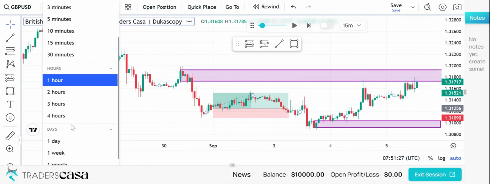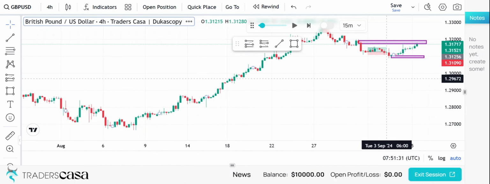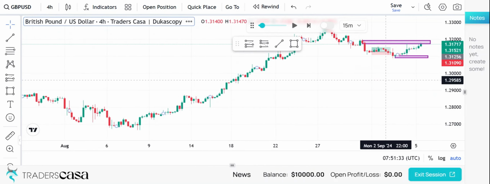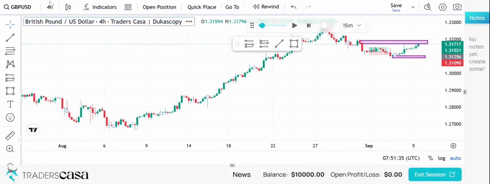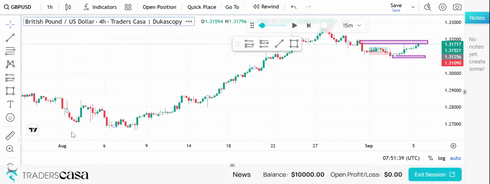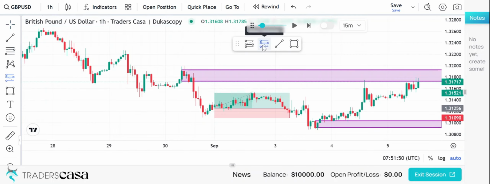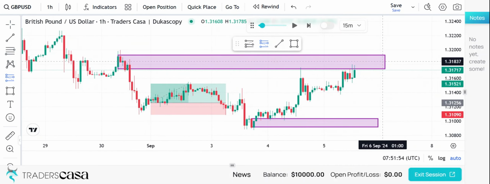So this is how we actually determine our bias on a 1 hour time frame. As you can see, it's looking bearish on the 4 hour time frame actually. So let's go back to the 1 hour time frame. Mind you, the main purpose of this video is to show you why you are being stopped out trading liquidity, why a liquidity sweep will take you out. So we'll get to that very soon.